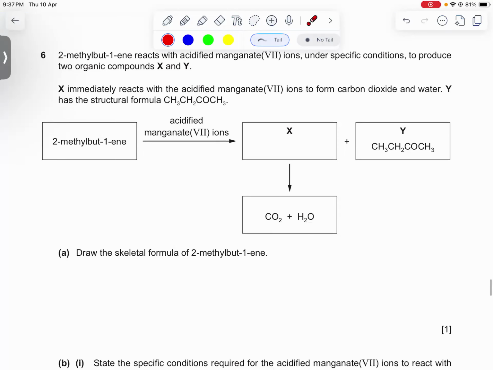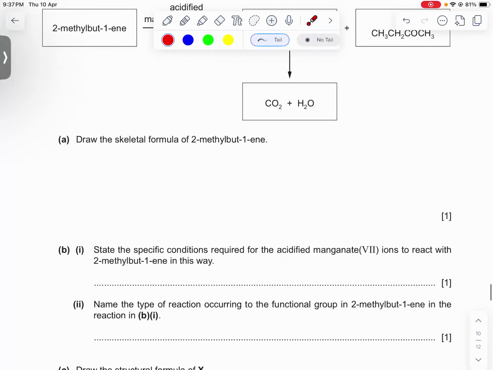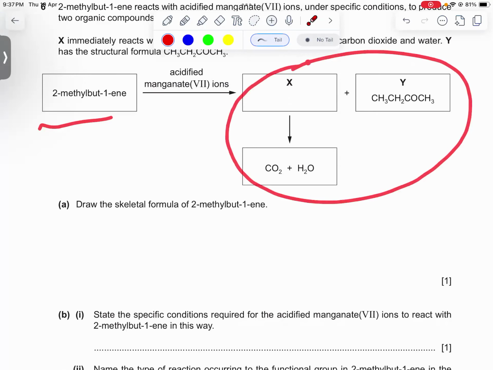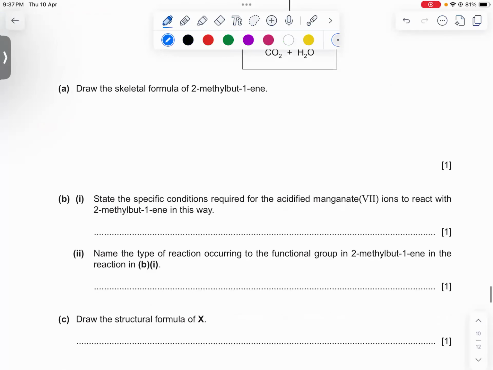Draw the skeletal formula of 2-methylbutadiene. I was going to draw it over here anyway to understand what was happening, but they've asked us to draw the skeletal formula anyway. So let's first draw the structural formula: butene with a carbon-carbon double bond on the first one and CH3 over here, right?